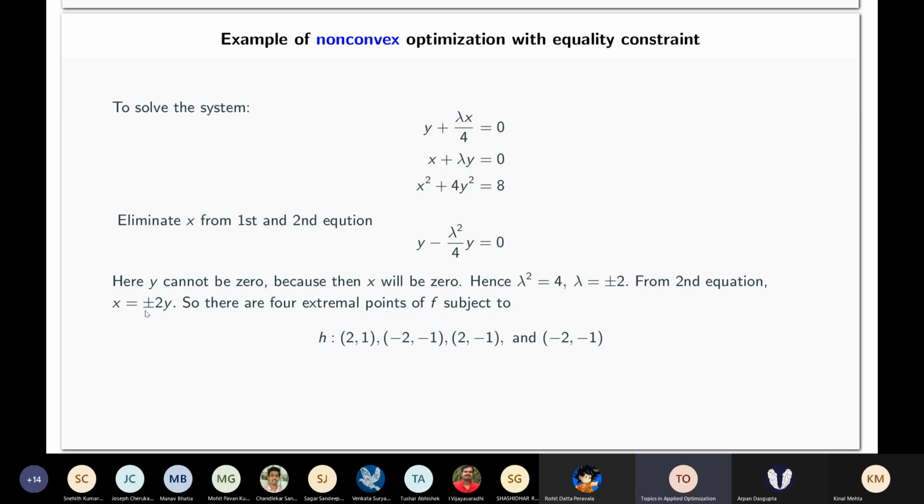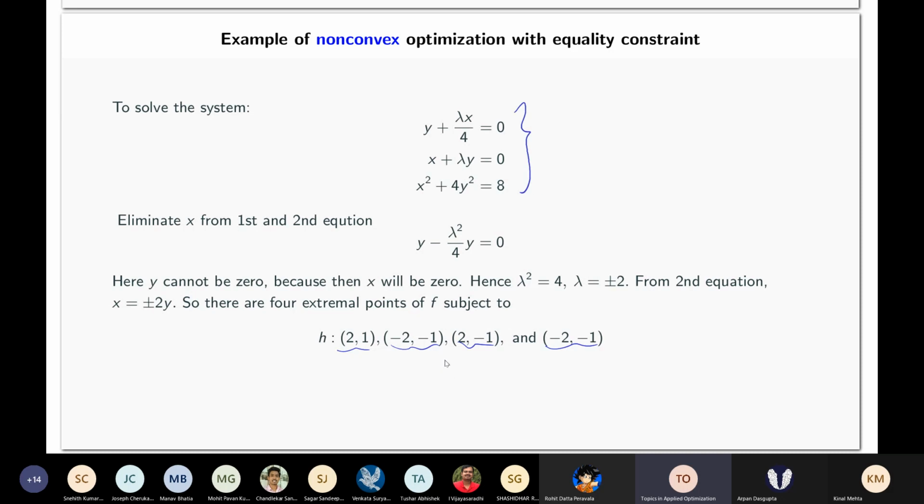So x must be equal to plus or minus 2y, and if I put this in the third one, this will give me various values of y. Then for those I can solve for all possible x and y. These are the solutions to this simultaneous set of nonlinear equations.